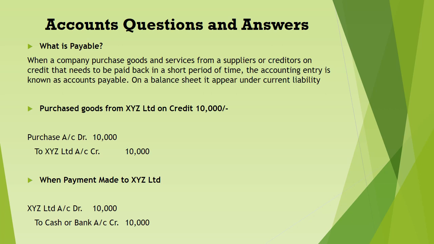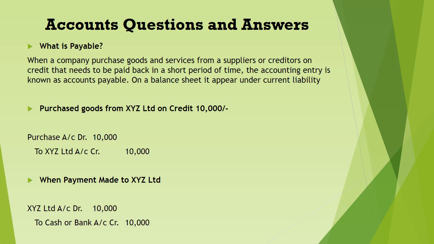This is the payable. Payable is a liability, a current liability, everybody knows that. It appears on the balance sheet under current liabilities. These are basic things: whatever we are going to make payment for is called payable, or liabilities.